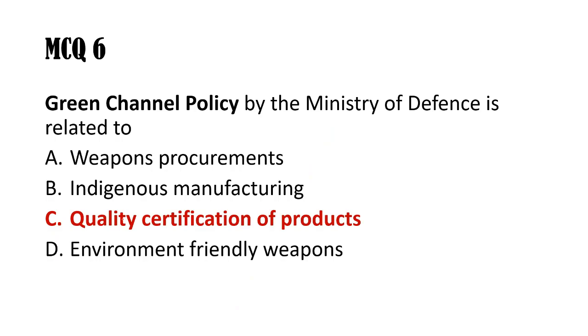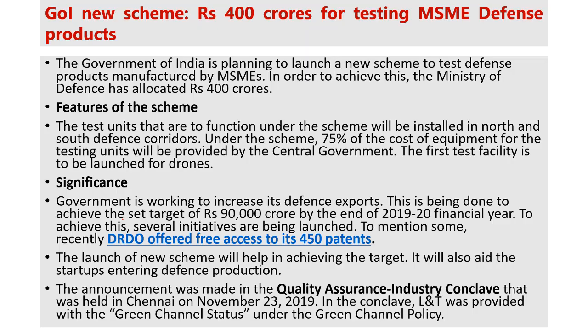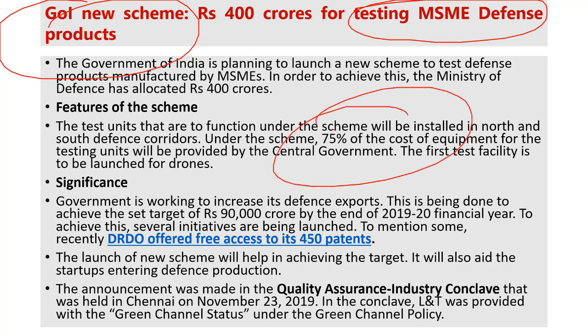Now they are gonna start an important new scheme, a 400 crore rupees scheme, to test MSME defense products. MSMEs are gonna play a major role there. So they are also going to make some defense equipments, so their testing is very important. Under the scheme, 75% of the cost of equipments for testing is going to be provided by the central government. And issues of patents, issues of defense exports, they are also going to be discussed there.